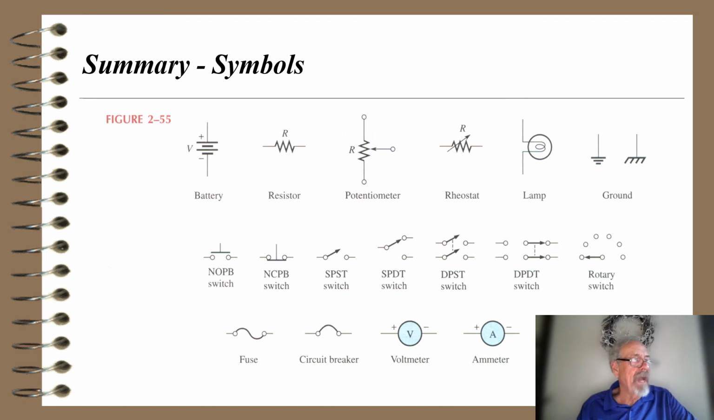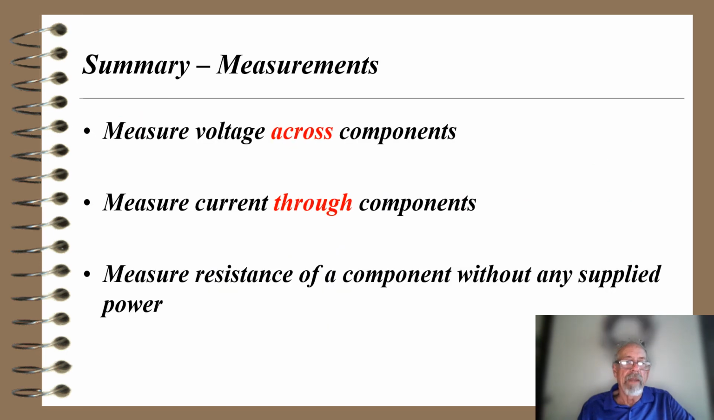So the summary of this chapter: the symbols, you should be pretty familiar with now. A battery, resistor, potentiometer, rheostat, lamp, and ground symbols. All the switch symbols, fuse, circuit breaker, voltage source, voltmeter, ammeter, and ohmmeter for, again, measuring. So, summary. Measure voltage across components. Measure current through components. Measure the resistance of a component without any supplied power. And that's it for this presentation.